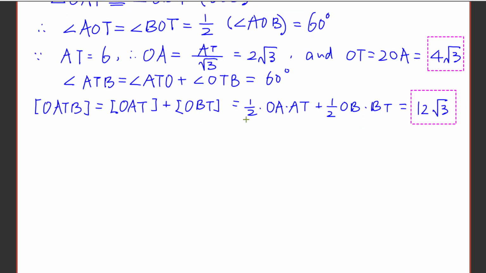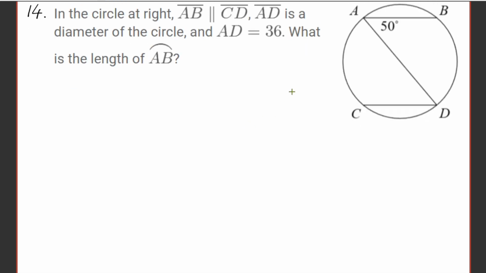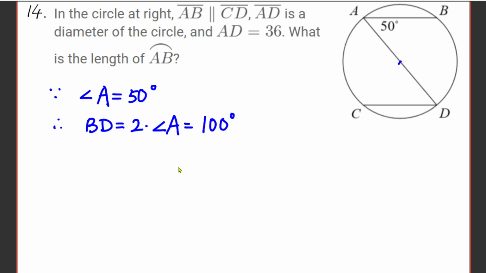Okay, if no questions, let's consider next one, question 14. In the circle at right, AB is parallel to CD. AD is a diameter of that circle. And AD equals 36. What is the length of AB? Okay, so here we first know angle A equals 50 degrees. Angle A is inscribed in arc BD. Then we know BD must equal twice of that angle, right? So that's twice of angle A, which is 100 degrees.